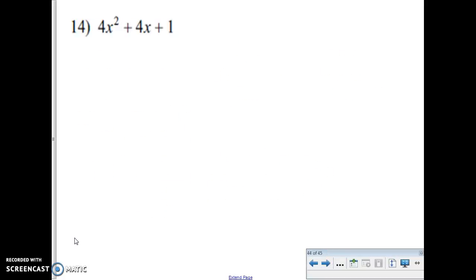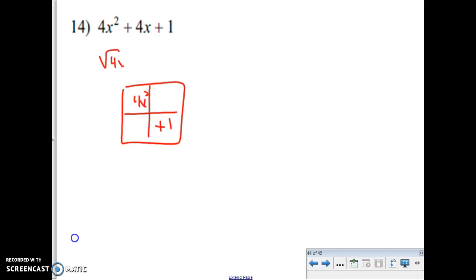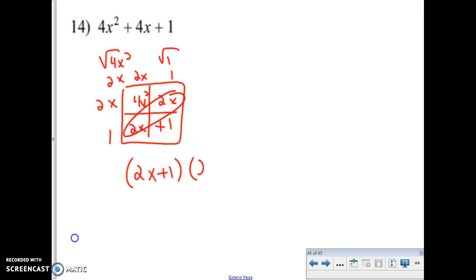So if I look at this situation here, I have 4x squared plus 4x plus 1. I can use a box again to factor this out. I have 4x squared and 1. If I take the square root of 4x squared, I get 2x, so I know my edges are going to be 2x and 2x. The square root of 1 is 1, so I have 1 and 1. 1 and 2x gets me 2x, and 1 and 2x gets me 2x. If I add those two together, I get 4x, which I'm looking for. So I get 2x plus 1, 2x plus 1, which turns out to be 2x plus 1 squared.